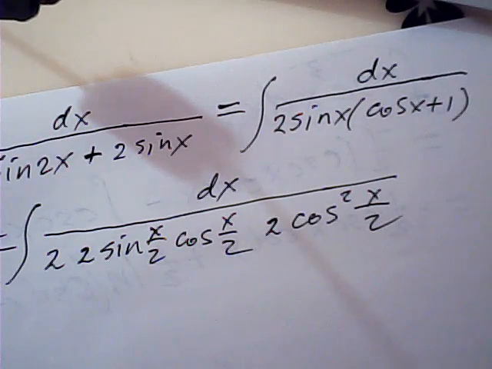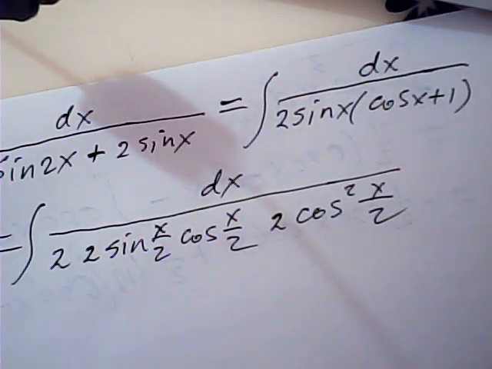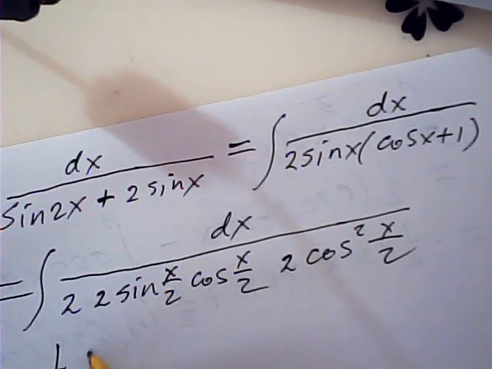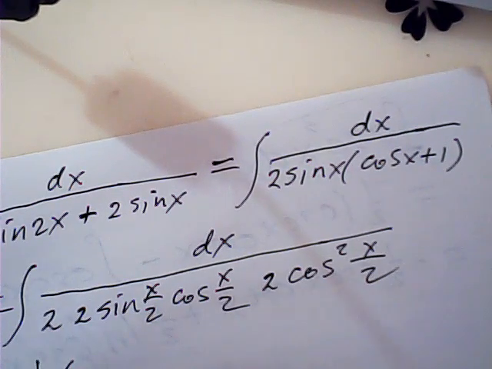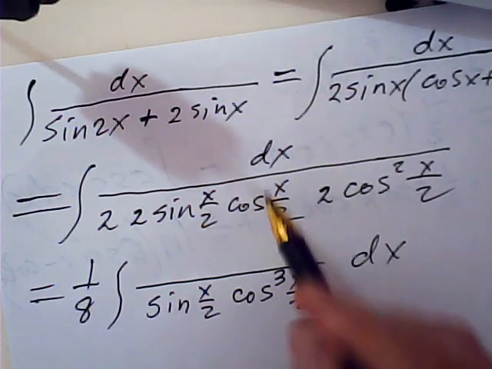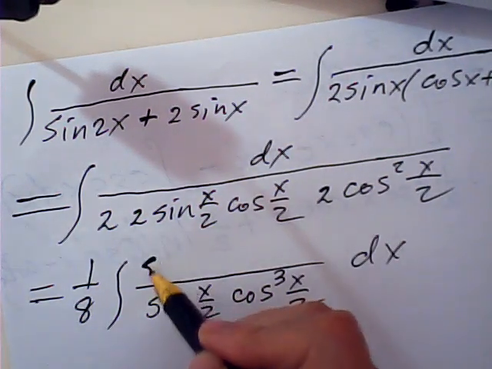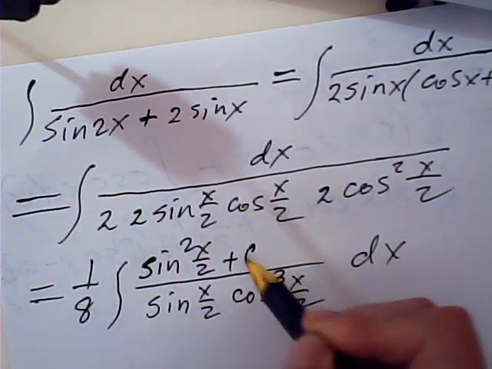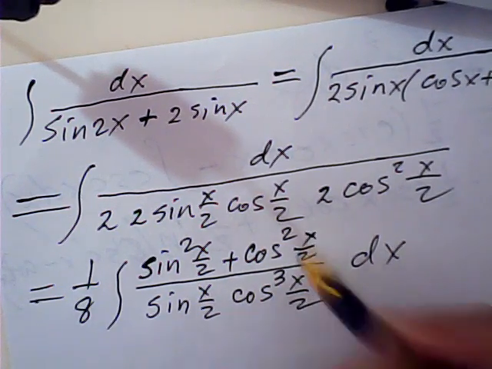I hope everything is okay. Now this becomes 1 over 8. Then this becomes sine half x cosine cube half x dx. And the numerator is 1. 1 is equal to sine square half x plus cosine square half x.